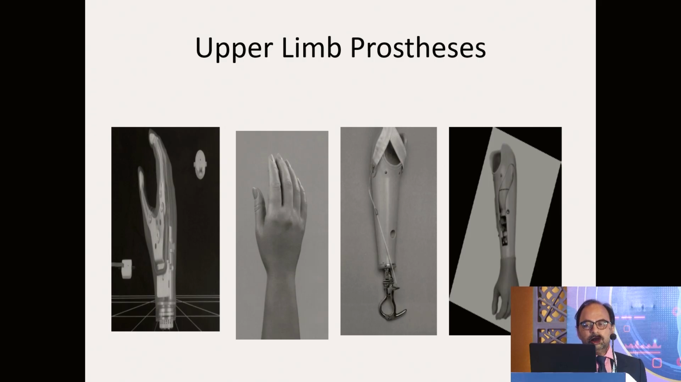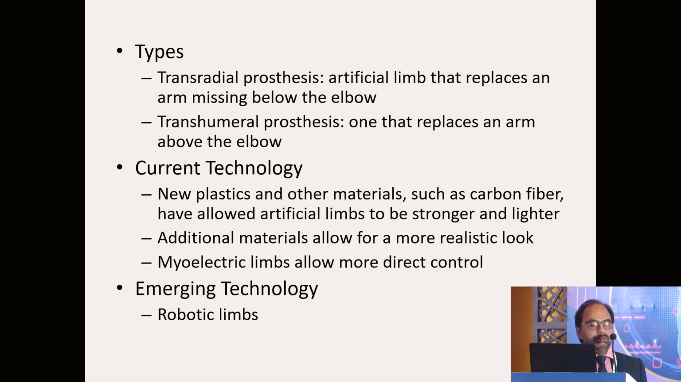So these are some designs of upper limb prosthesis. There are basically two types. One is the transradial prosthesis, and one is the transhumeral prosthesis. One which we give below the elbow, and another which we give above the elbow.